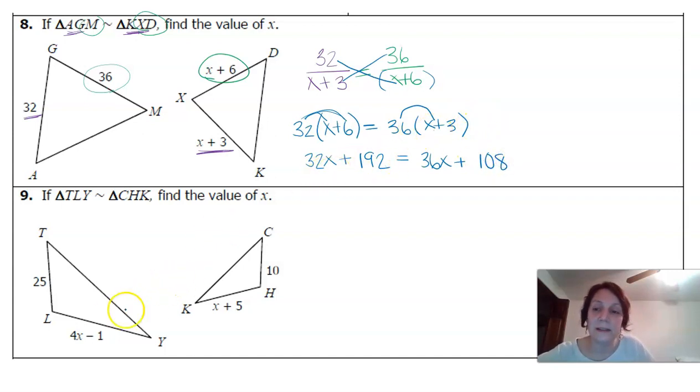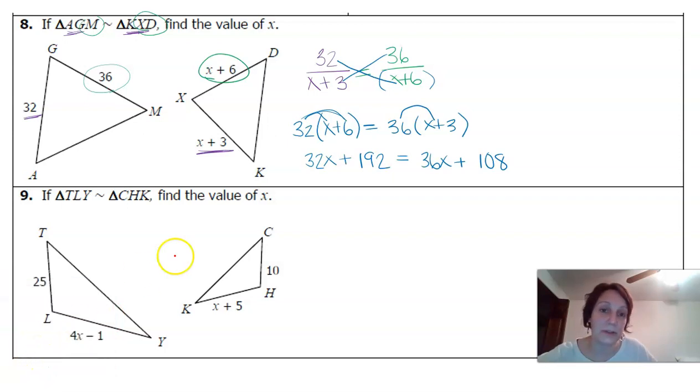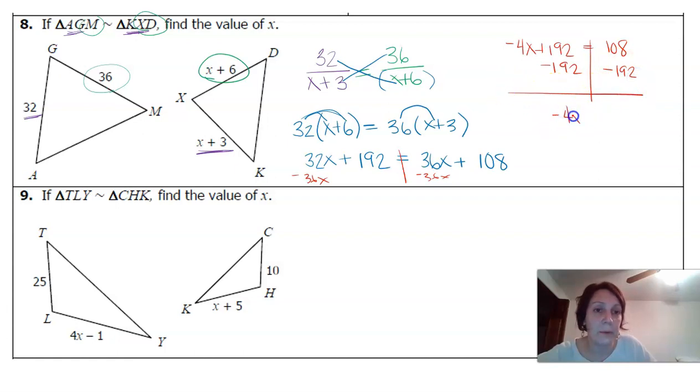So now this isn't just a simple one-step equation anymore, right? I've got a little bit of work to do if I want to solve this. For me, I'm going to take the 36x off both sides. I'm doing my seesaw thing, right? So over on the left-hand side, I'm going to have a negative 4x plus 192 and a 108. And then I have a plus 192, so I'm going to do a minus 192 on both sides. Now I have negative 4x is equal to, let's see, 108 minus 192. Whoa.